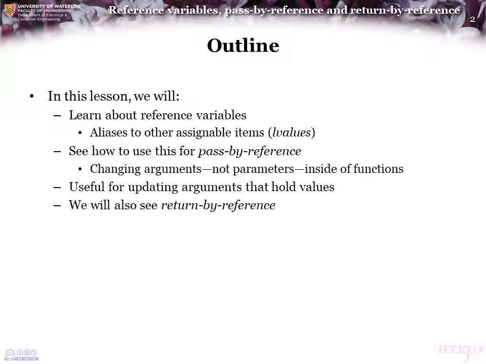In this topic, we're going to learn about reference variables, that is, an alias to other assignable items. These are called L values, as we'll see. We will see how to use this for a pass-by-reference. This is where a change to a parameter doesn't just change the parameter value, but actually changes the argument that was passed. And we'll see how this can be done. We'll see that this is useful for updating arguments that hold values that we want to change. We will also very briefly describe return by reference.